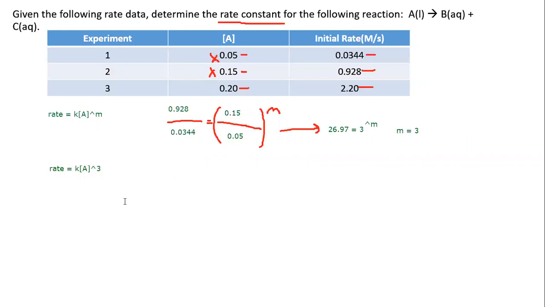Now to determine the rate constant, you just got to pick one of these 3 experiments, plug in the concentration, plug in the rate, solve for K. Again, it doesn't matter which one you pick because they're going to give you the same answer. You plug in A and rate and solve for K. So I'll pick experiment 1.